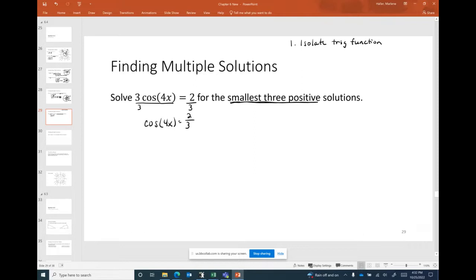So the next thing I want to do here is make what we like to call a u substitution. We want to substitute u for the expression that is the argument. All right, so we'll say let u equal 4x. Let's rewrite that with u now. Now I can solve. Cosine of u is 2/3. Now I can go ahead and solve for the 3 smallest positive solutions for u. In the process of solving for u, first, just like we've been doing, I want to use the inverse function for the first angle.